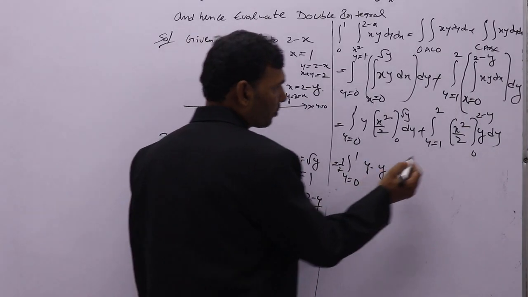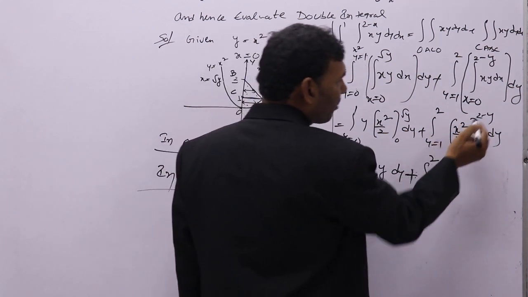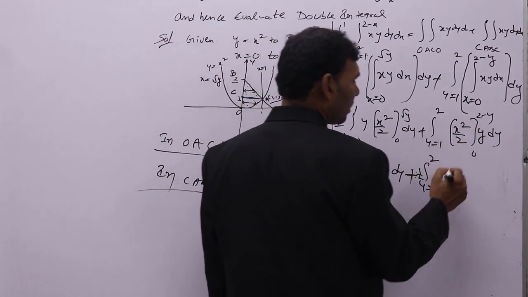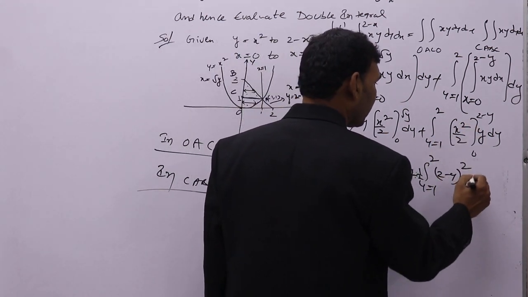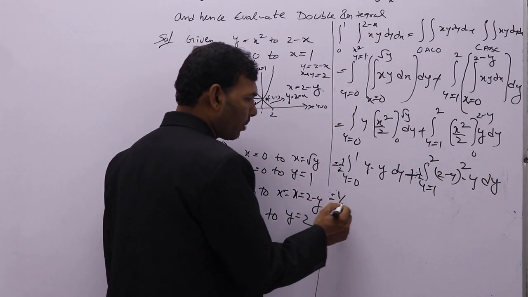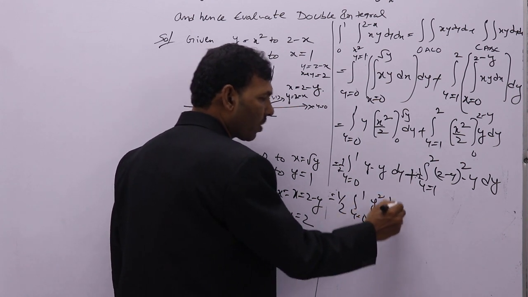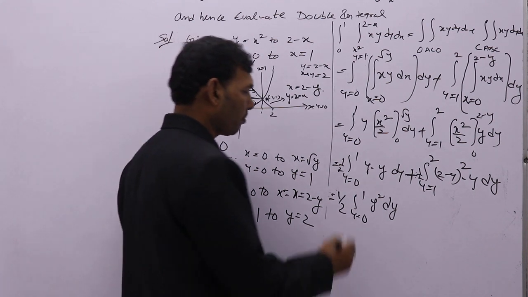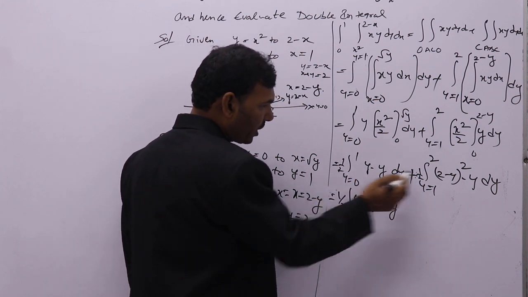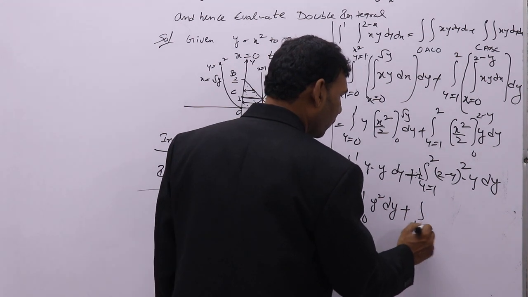So now this one, integral y equal to 1 to 2. In the place of 1 by 2, I am taking constant, (2 minus y) whole square into y dy. Now 1 by 2 integral y equal to 0 to 1, this is y square dy. 1 by 2 I am taking as constant, these two 1 by 2's, plus integral y equal to 1 to 2.